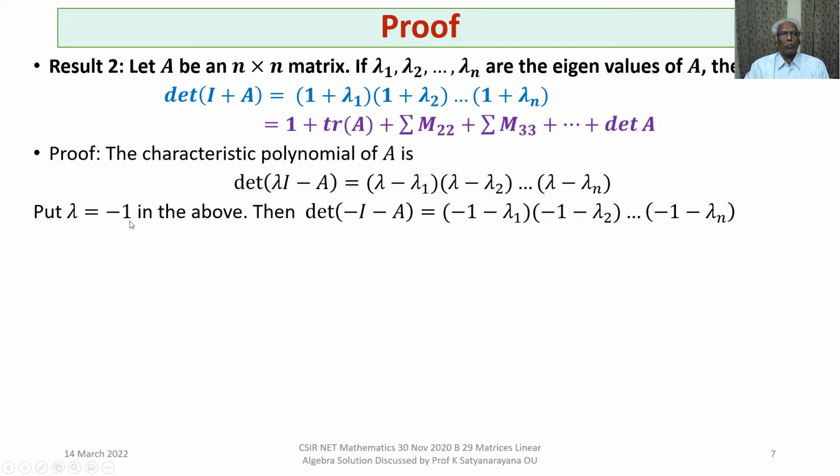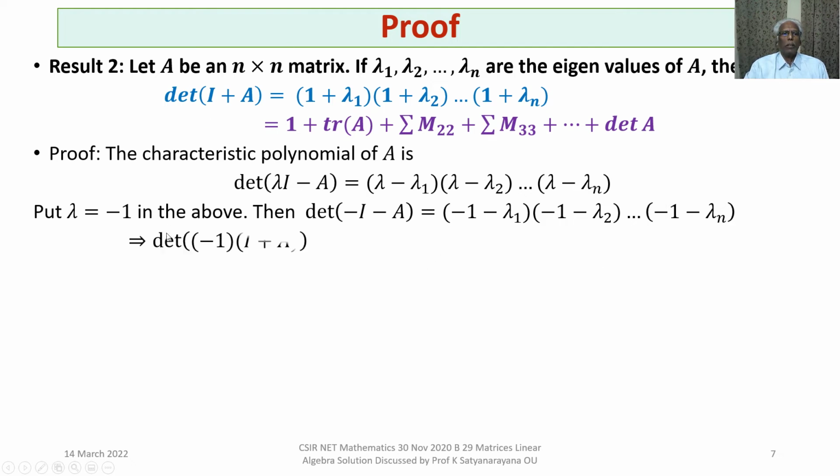So put lambda equal to minus 1 in the above. Then the determinant of minus I minus A is equal to (minus 1 minus lambda 1) into (minus 1 minus lambda 2) etc., (minus 1 minus lambda n). Now take a minus 1 common. So that will be the determinant of minus 1 times (I plus A), and from each factor, minus 1 times (1 plus lambda 1), similarly minus 1 times (1 plus lambda 2), and here minus 1 times (1 plus lambda n).